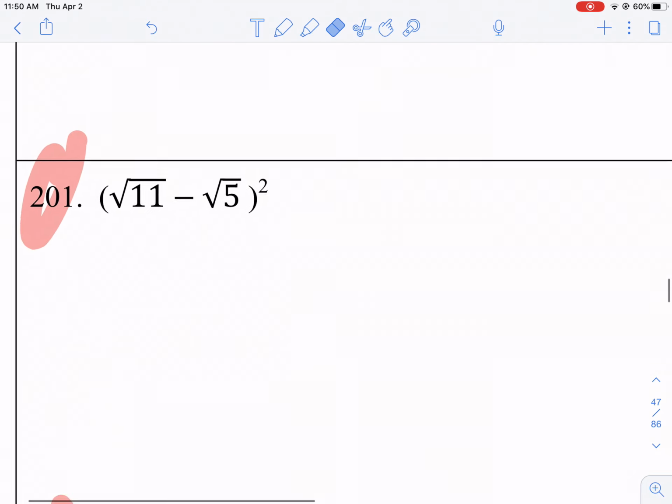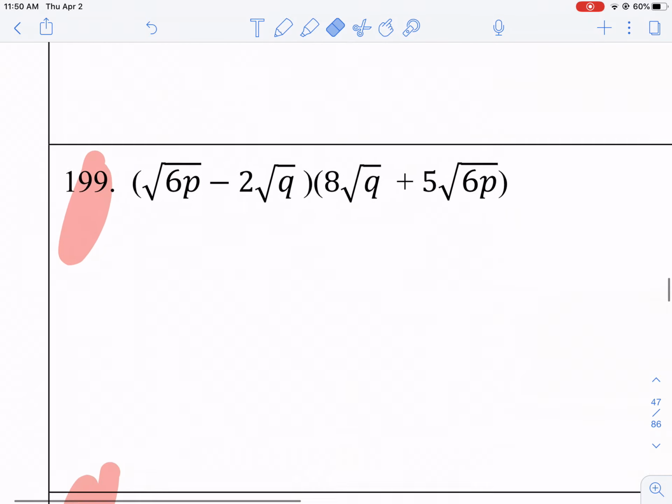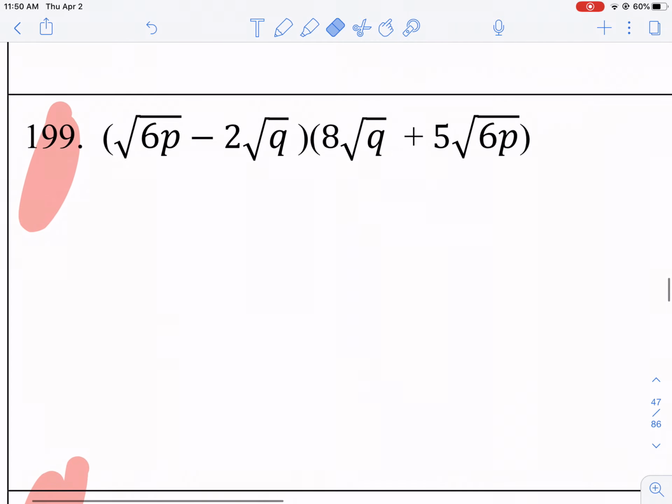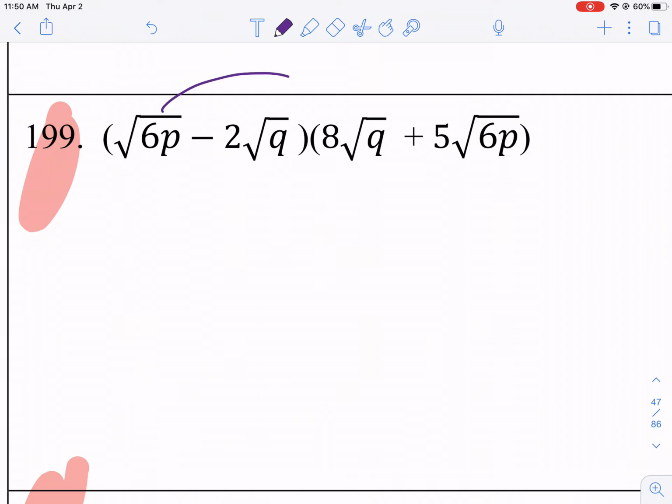All right. We're going to do 4 more. Okay, let's do 199 here. Woo! All right. Get a new color here, and let's use this Kool-Aid color. All right. So when I multiply these together, 8's the only thing on the outside, and then I get the square root of 6pq's.